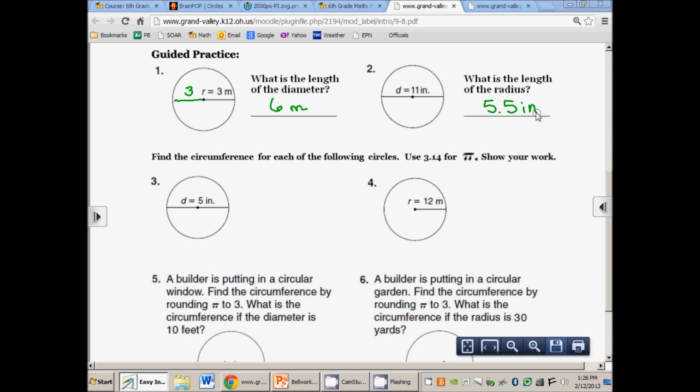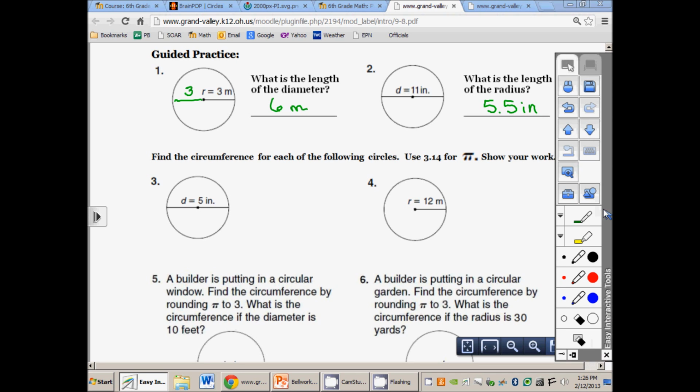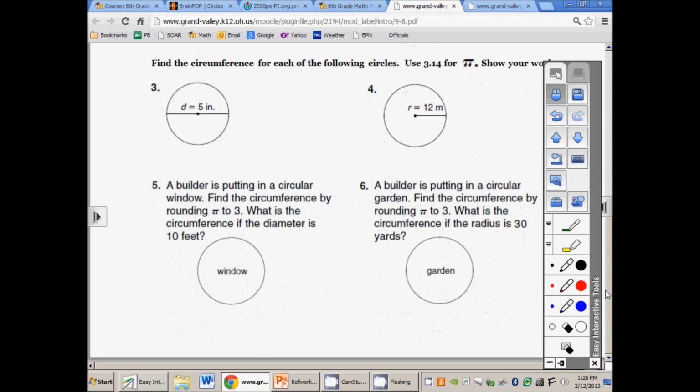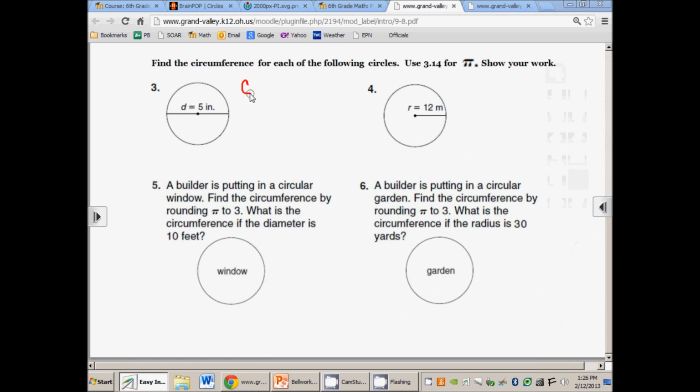Okay? So we're going to use pi times the diameter to find the circumference. So let's do example 3 together. I think you'll get the idea rather quickly if you don't already know. I like to start with the formula. When you find the area of a rectangle or the area of a trapezoid or the circumference of a circle, these things have formulas to help. So let's start with the formula.